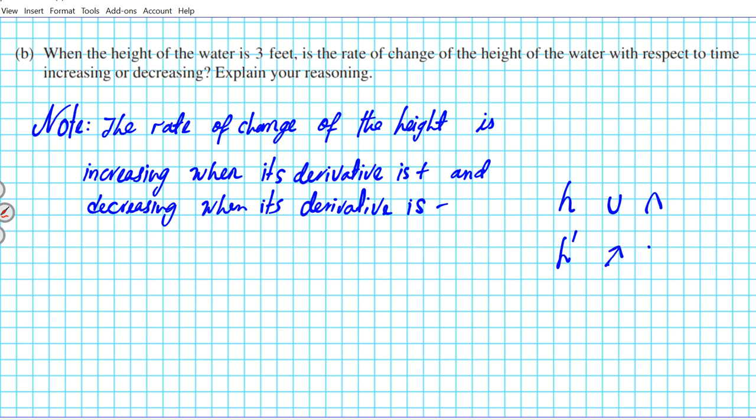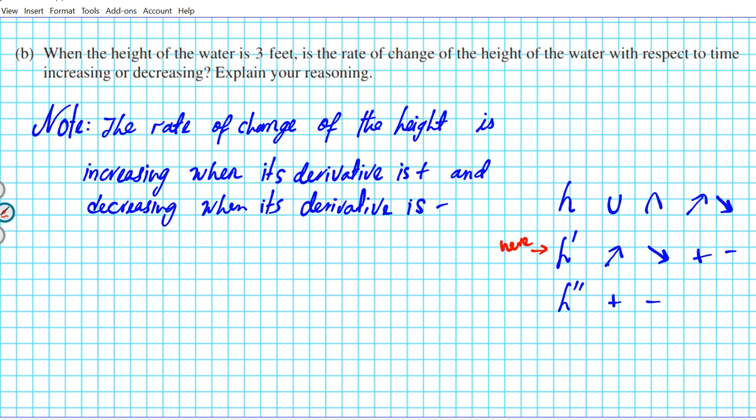So increasing, decreasing, increasing, decreasing. And then h prime is the rate of change of the height, positive, negative. All right, so if you take a look here, what we're focusing on is the behavior of the rate of change of the height. Okay, so we're going to know exactly where we are. Ladies and gentlemen, we are here.